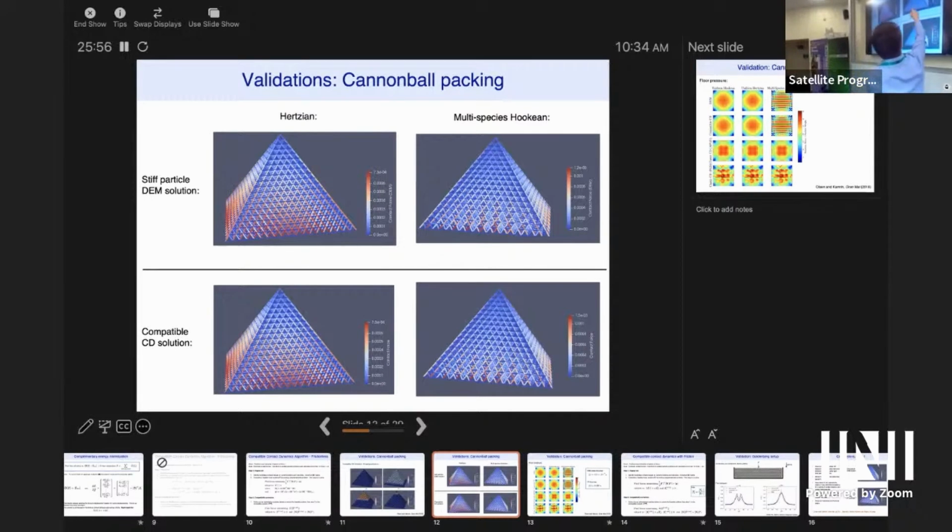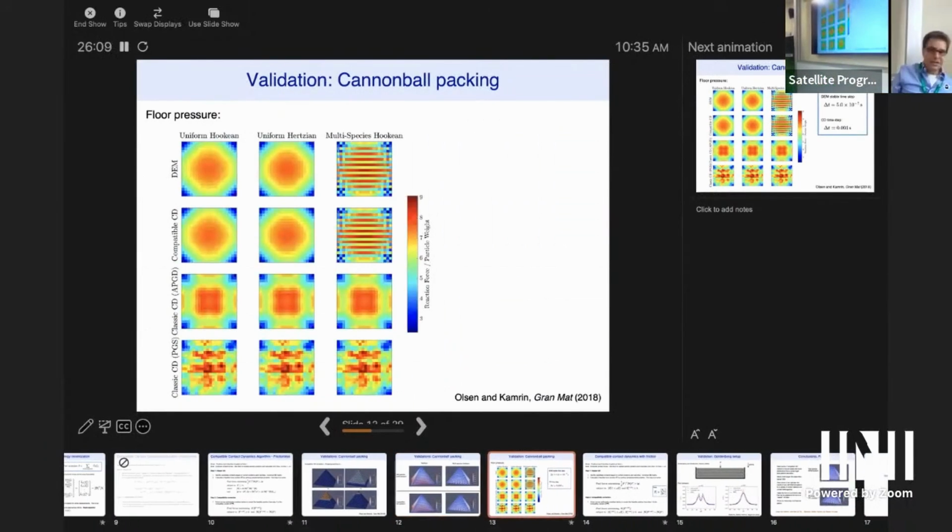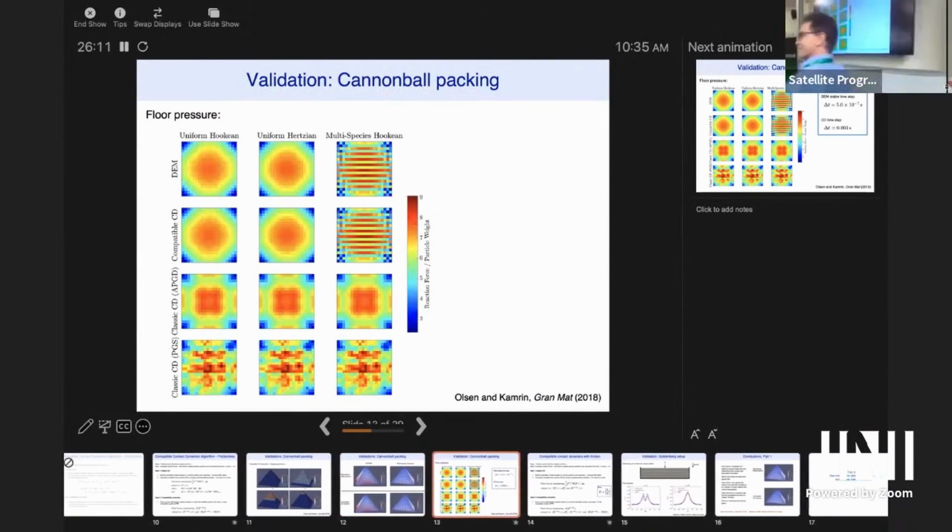And this is multi-species Hookean. That's like every other particle having a different stiffness, and I told the solver in the assembly that that's what I'm doing. And this is from CD. If you actually want to look at it more carefully, let's look at the floor pressure, because that really gives it away.